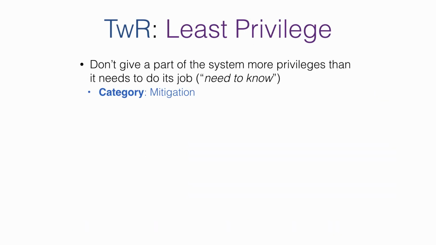Now let's consider another principle that follows the idea of trusting with reluctance, and that is the principle of least privilege. This principle states that we should not give a part of the system more privileges than it absolutely needs in order to do its job. This is similar to the idea of need to know, not telling someone a secret unless they really need to know it. And the motivation is the same. We want to mitigate any effects of compromise. If a component is compromised by an adversary, we want its capabilities to be limited so that the adversary's power is also limited.